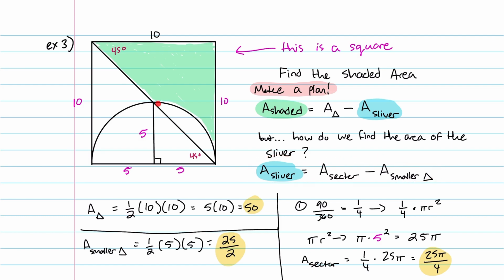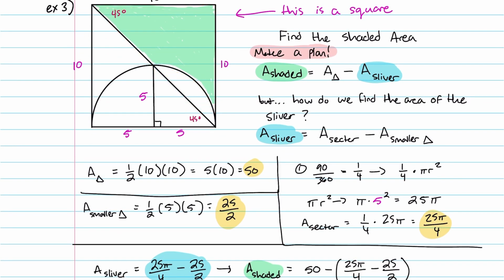Well, if this was my shaded region, notice that this is a part of this entire sector right here. So that means if I find the area of this sector and I take this triangle away, I will have the area of this sliver. So once I have that, then I can subtract it from this big triangle. So I found the areas of those 3 different things. So this is the area of this big triangle here. Because this is a square and this is a right angle, consequently, the area is just 10 times 10 divided by 2, which is how we end up with 50.